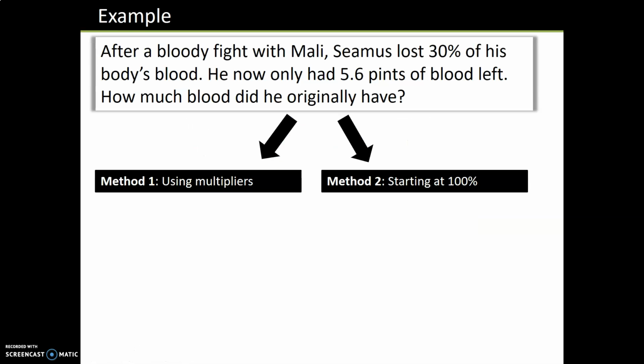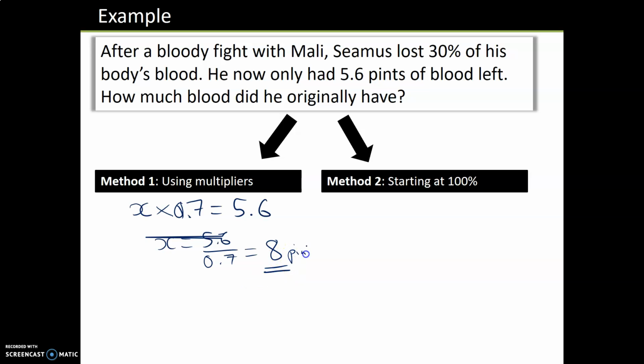Okay, so here's an example. So Marley and Seamus have a fight. Seamus gets beaten up and he loses 30% of his body's blood. So there's two ways of doing this. One is to say, if Seamus's blood is X, he's lost 30% of his blood, so I'm multiplying by 0.7, and that's going to give me 5.6. And then I say X times 0.7 is 5.6, so X is 5.6 divided by 0.7, which gives me 8. So 8 pints in this case.